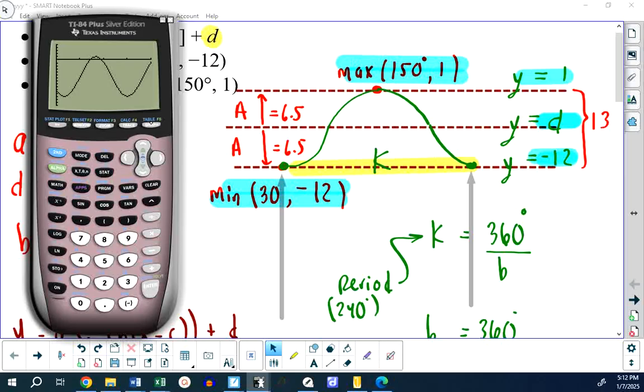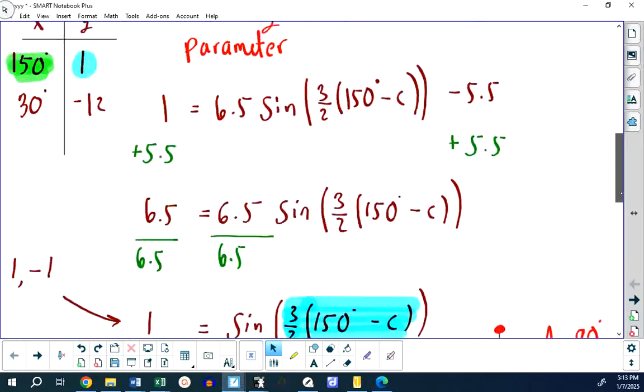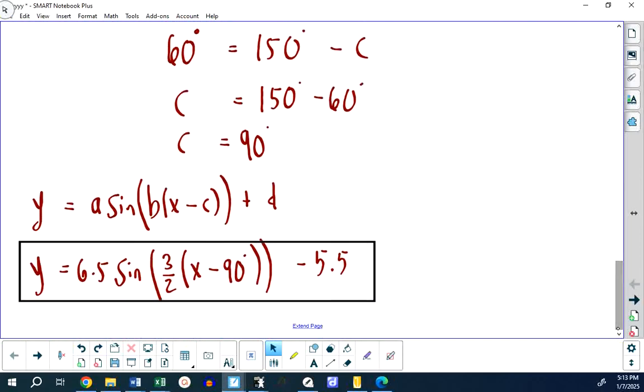If I go trace and enter an x-coordinate of 30, you can see that it has a y-coordinate of negative 12. If I go trace and enter an x-coordinate of 150, I get a y-coordinate of 1. So this equation that we've developed is correct. And everything that we did here, you would do the same way if it were a cosine function.